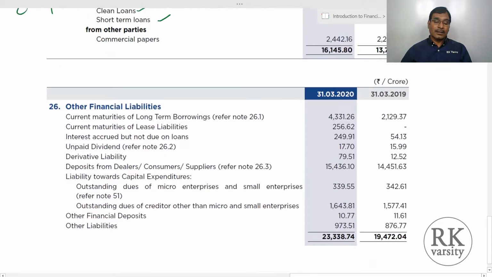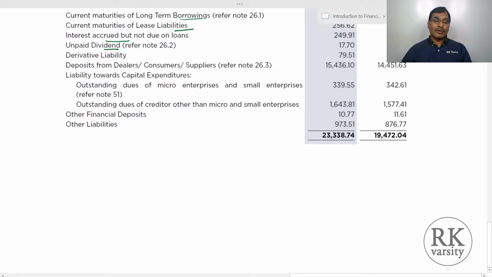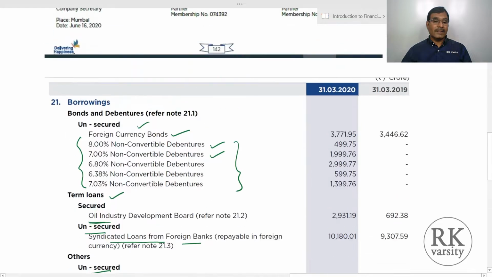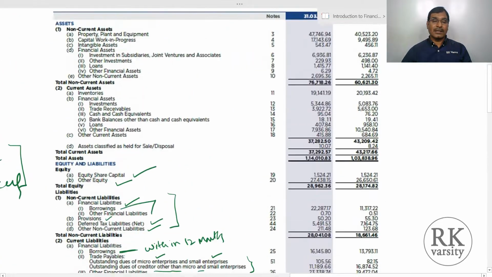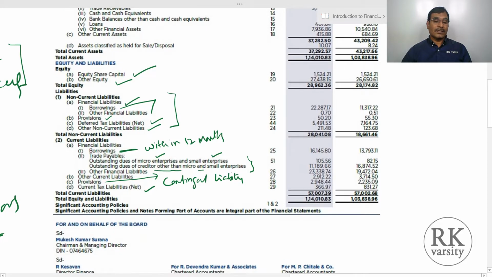Now other financial liabilities: here we have long-term borrowings, lease liabilities, then interest incurred but not due, and unpaid dividends. These are all examples of other financial liabilities. So I guess with this understanding of this real-time balance sheet, you will be able to appreciate the different types of liabilities.